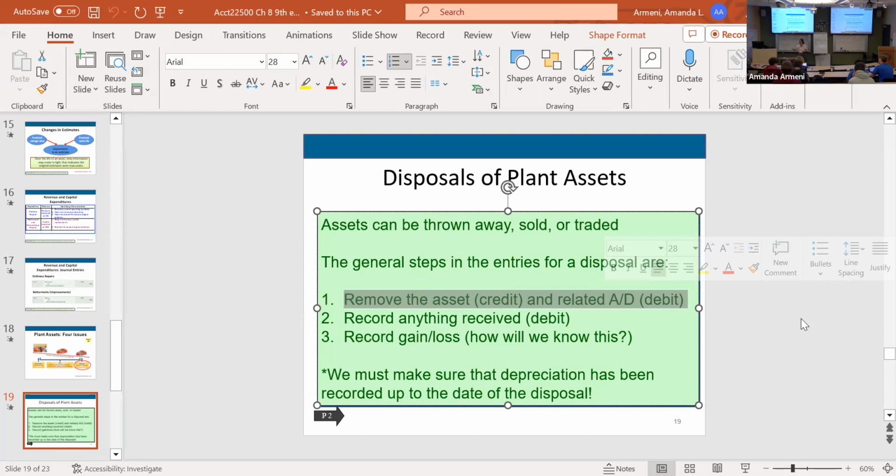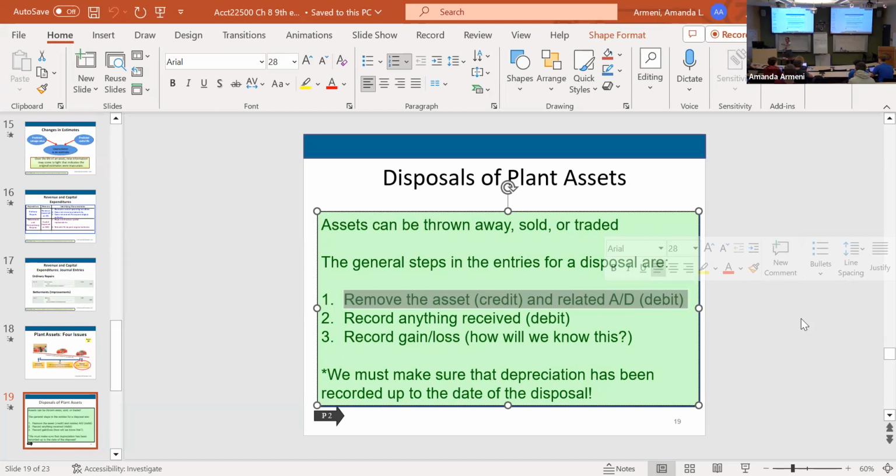Number two, we're going to record anything that we received, right? Because we said some of these assets have a salvage value. We may be able to scrap them or sell them or trade them for another asset. So the second part of our entry is going to be, what did you get? Did you get some cash? Did you get another asset? Maybe you got nothing. That's okay too. Then you just skip part two. So part two is record anything that you received as you disposed of this asset.